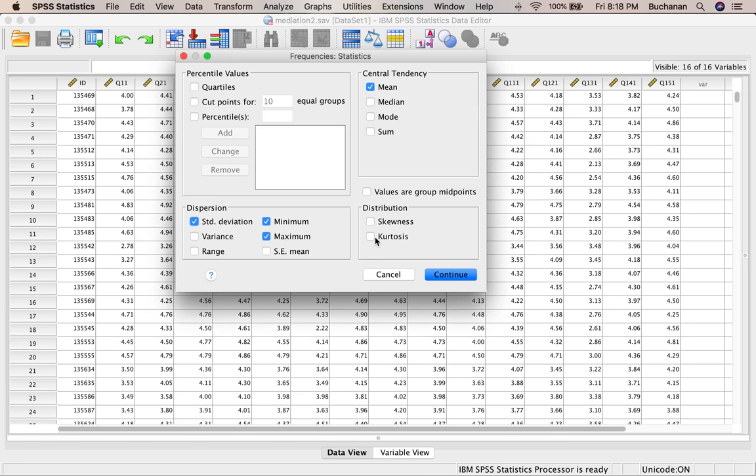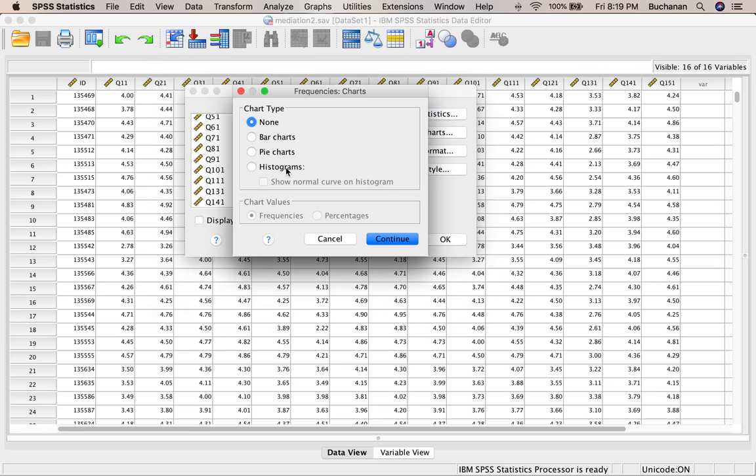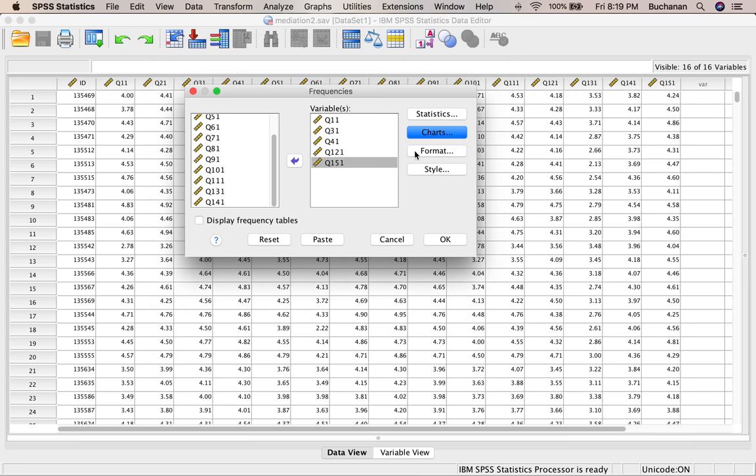Do you want to look at skew and kurtosis? We could also have it make us histograms if we were so interested. But really, I just want to make sure the data looks somewhat accurate.